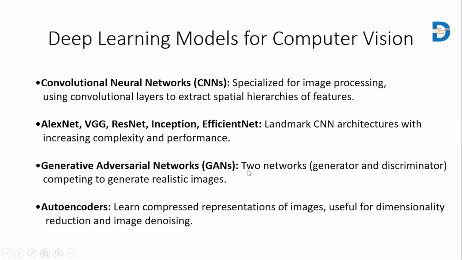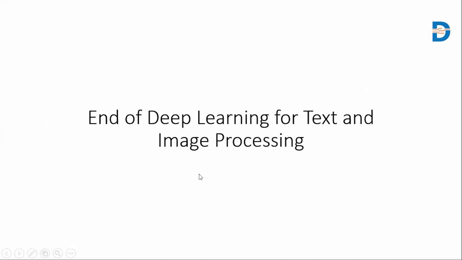Then generative adversarial networks, GAN. It is a composite of two networks, generator and discriminator, competing to generate realistic images. The generator generates the fake image, and the task of the discriminator is to detect whether the image is real or fake. Then autoencoders. They learn complex representations of images, useful for dimensionality reduction and image denoising.